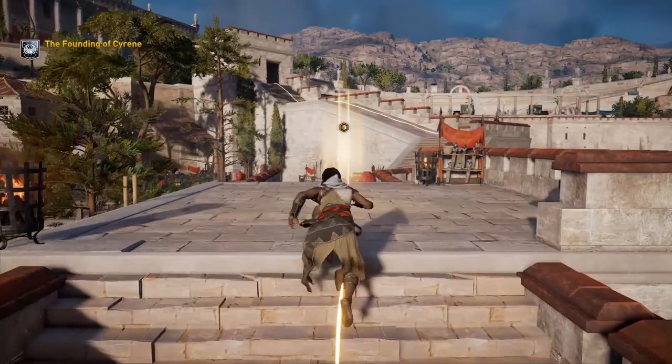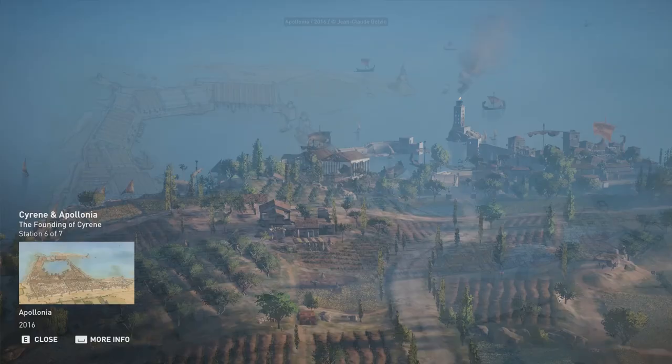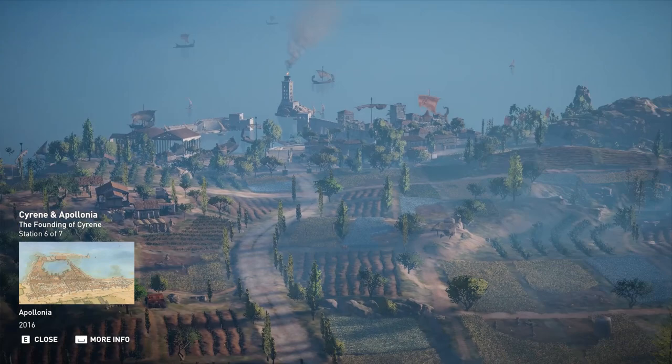The nearby port of Apollonia was an ideal location, with its natural cove, sheltered by two islands and rocky inlets. Along with a lighthouse, the port was later equipped with quays and warehouses to accommodate the increased shipping traffic.